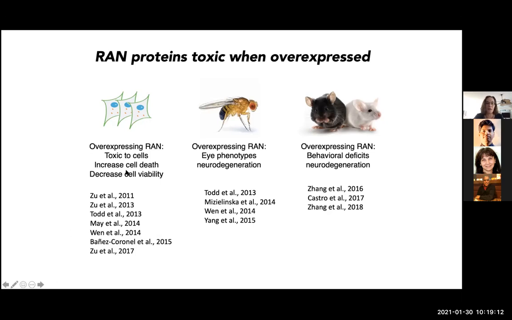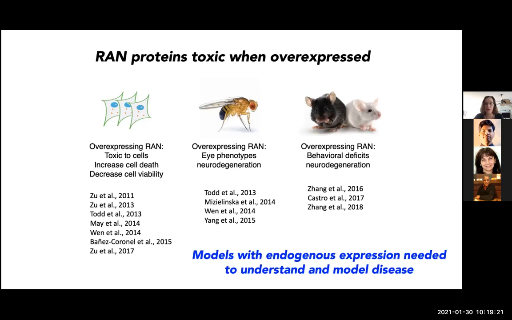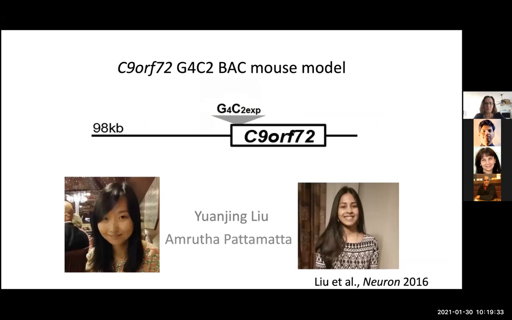And it's clear that these proteins can be toxic when overexpressed in cells, in flies, and in mice. And there are many more studies than listed. But we were really interested in developing a model to understand the contribution of RAN proteins expressed in more of an endogenous setting. And so to do that, 2 graduate students in my lab teamed up to develop a BAC transgenic mouse model of the disease. They used a human BAC transgene with about 100 kb of DNA sequence, so plenty of flanking sequence upstream and downstream of the gene.